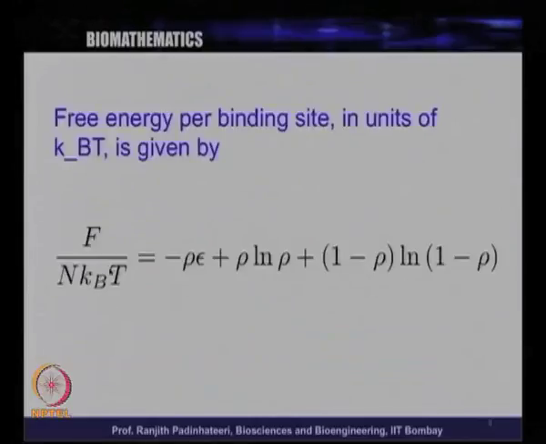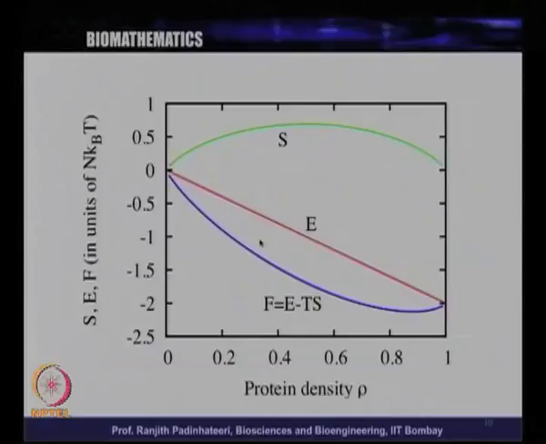Then if you write f by n kBT, what you get is minus rho epsilon plus rho log rho plus 1 minus rho log 1 minus rho. So, this is the free energy per binding site in units of kBT. Now, if you plot this, what you get is this. Look at here carefully. The red line is the energy, the green curve is entropy, and the blue curve is the free energy, which is this curve minus T times this curve. So, f minus T S is what this is.